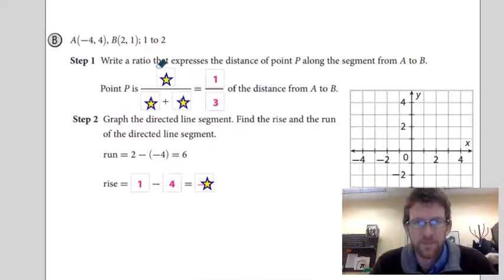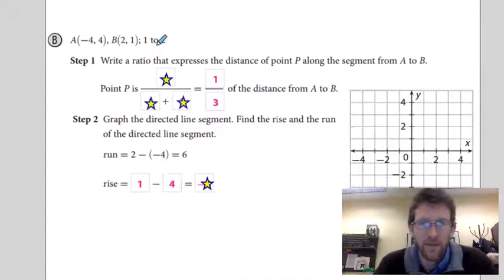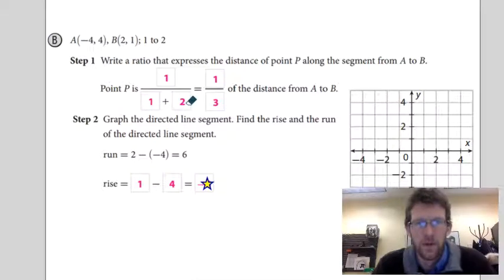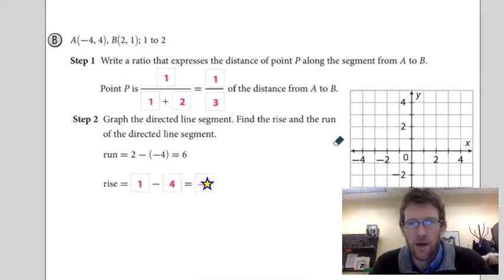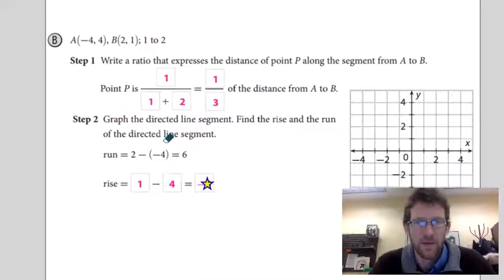We'll do another one. Okay, we have points A and B. We need to divide that segment into a ratio of 1 to 2. So what is the fraction of the way that point P is going to be along the segment? And the fraction of the way along is simply going to be this first number here over the sum of both these numbers. So that gives us 1/3. We can graph it if we want. I suppose it helps. But we could also just calculate the rise and the run.